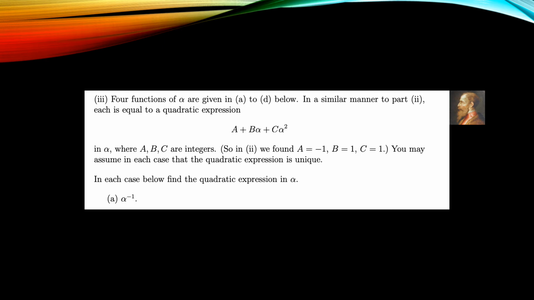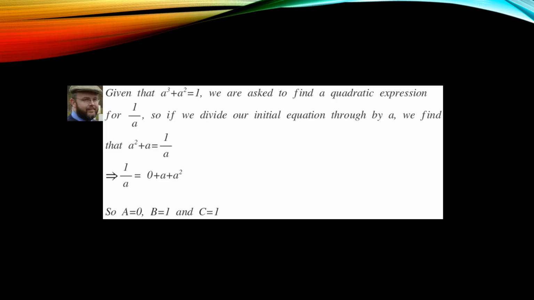So how do we go about this? Well, we've been given alpha cubed plus alpha squared equals 1. If I divide everything through by alpha, I get an expression for 1 over alpha. And if you do so, you find a nice simple answer that 1 over alpha is equal to alpha plus alpha squared. So that means that a is equal to 0, b is equal to 1, c is equal to 1 in the first part of this third part of the question.